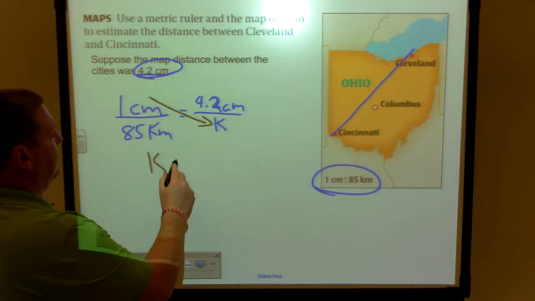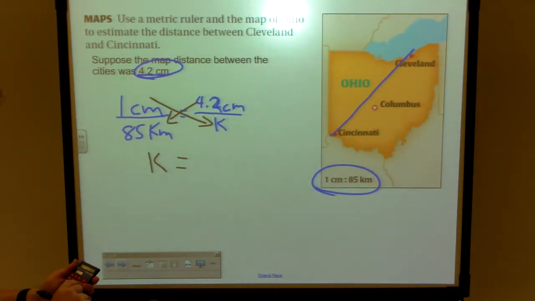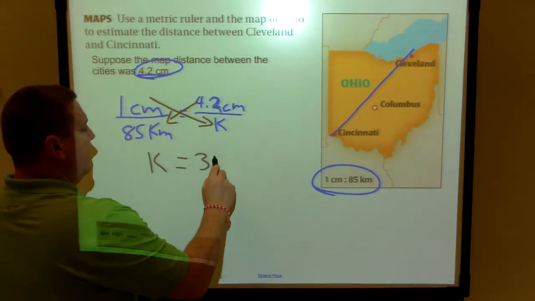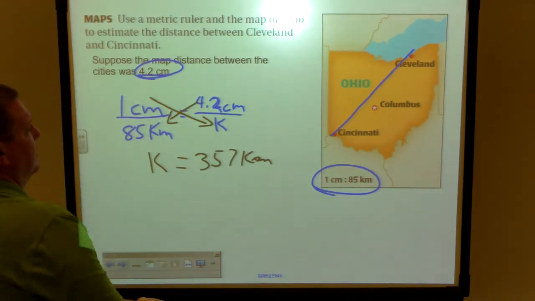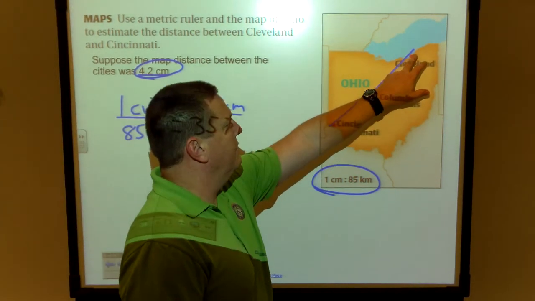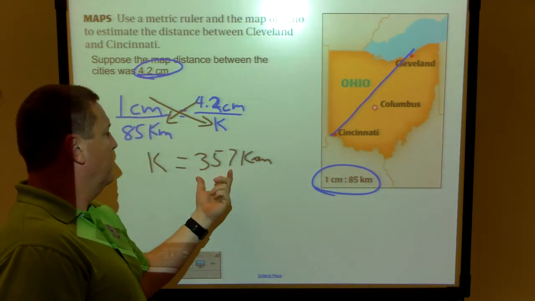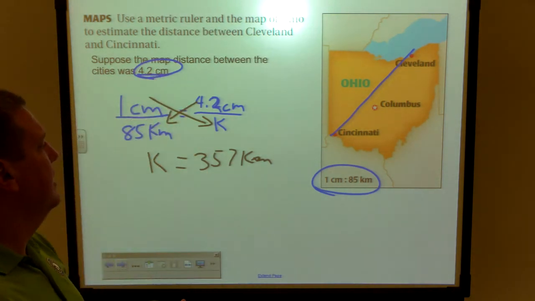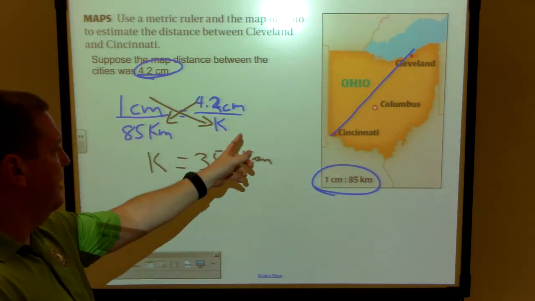And then over here we're going to multiply 85 times 4.2. Let's try that again, 85 times 4.2. And we get 357 kilometers. So even though the distance between Cincinnati and Cleveland on the map is 4.2 centimeters, the real distance would be 357 kilometers. And of course, if you want to know what that is in terms of miles, you'd have to do a conversion from kilometers to miles.